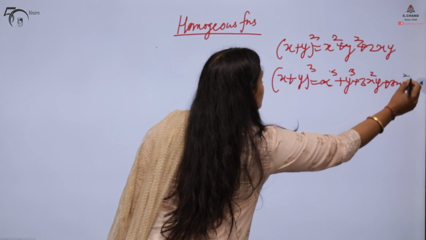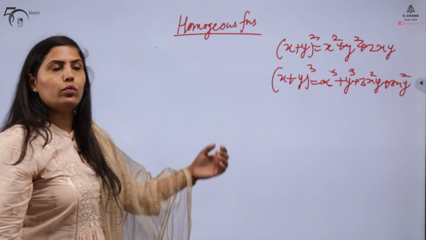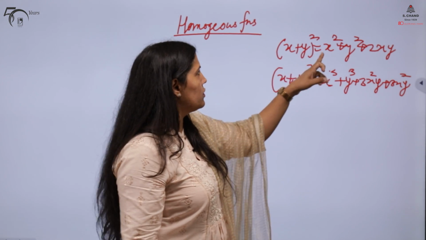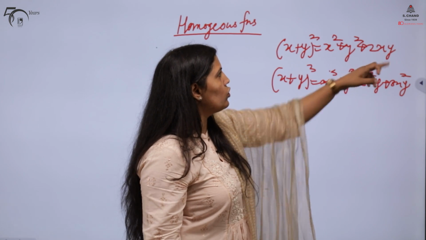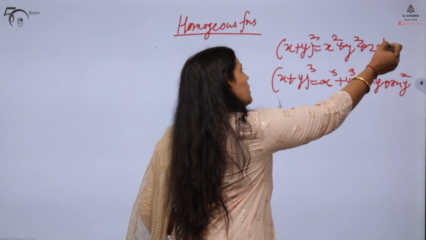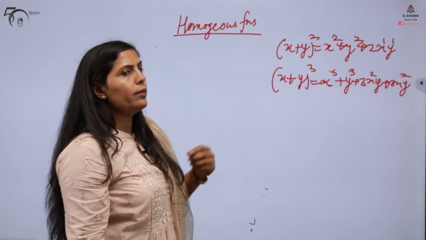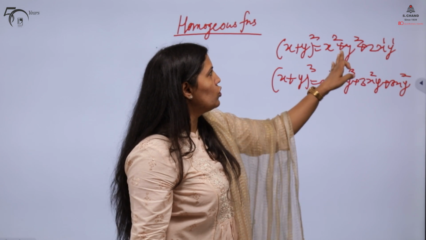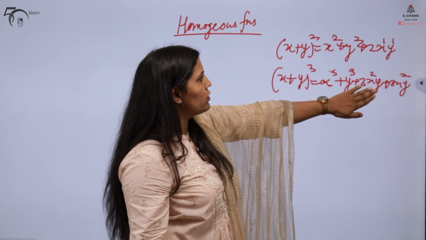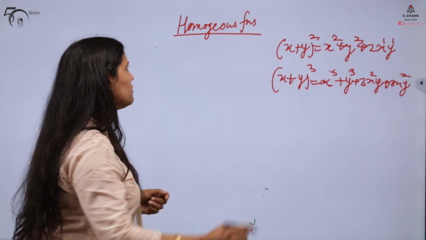These are basically homogeneous functions. Why are they homogeneous functions? You just see the power. Here x power is 2, y power is 2. Here you add the powers 1 and 1. It means if any function has all the powers the same, here the power is the same, 2, 2, 2, this is a homogeneous function. Same goes for this. It means any expression of this type is a homogeneous function.